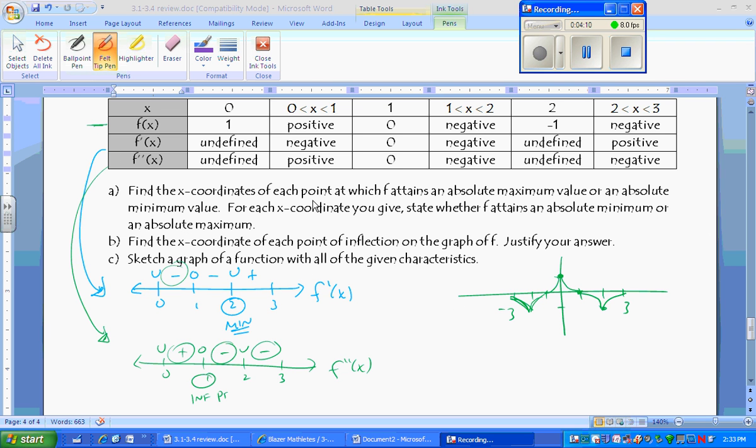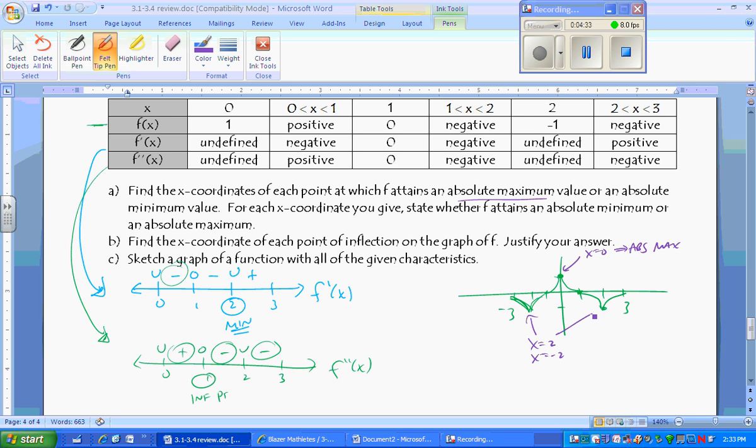Part A, find the x-coordinates of each point at which f attains an absolute maximum or an absolute minimum value. So absolute maximum, right here at x equals 0, we have an absolute maximum. Right here at x equals 2 and x equals -2, we have absolute minimum values.